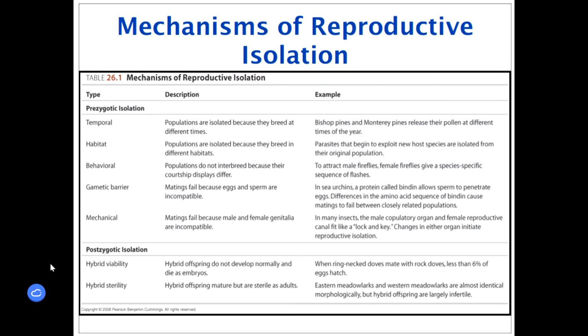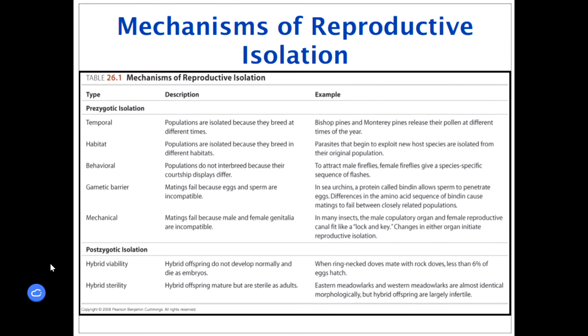The other one is hybrid sterility, and that's when they're sterile as adults, which means they do not produce gametes. So when you're sterile, there's no gamete production. If you're male, you don't produce sperm. If you're female, you do not produce eggs. So that's what it means when you're sterile. Any questions on that? No, okay.